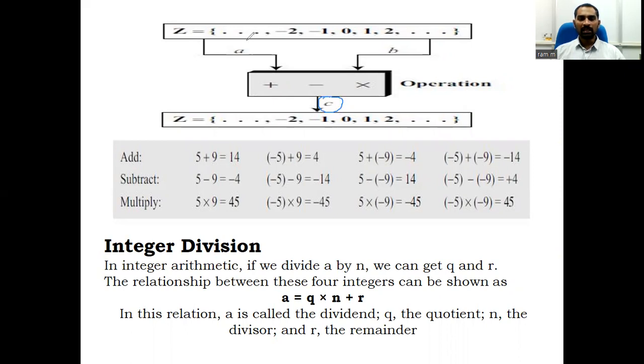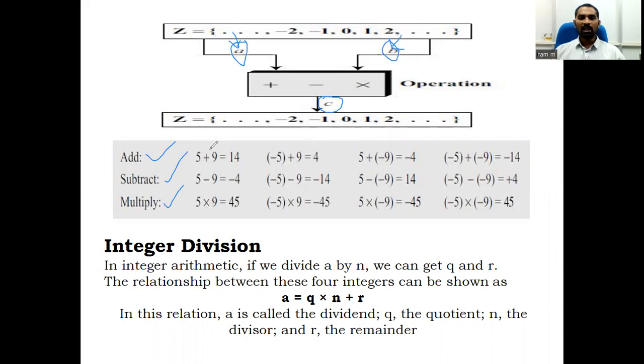So if you observe here, we are taking the operand A from the set of integers. Similarly, we are taking operand B from the set of integers. If you apply any one of these operations, we'll have a single output, and that output will belong to the set of integers. So we have some examples for the addition operation, subtraction operation, and multiplication operation.